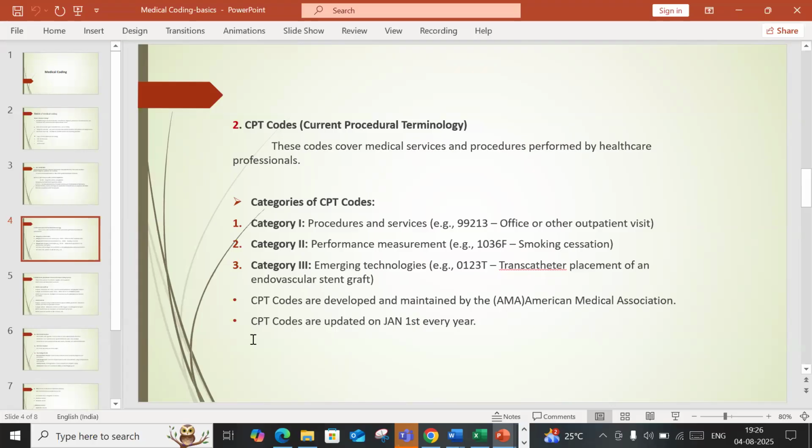So for this year, the CPT manual got updated for the 2025 year.